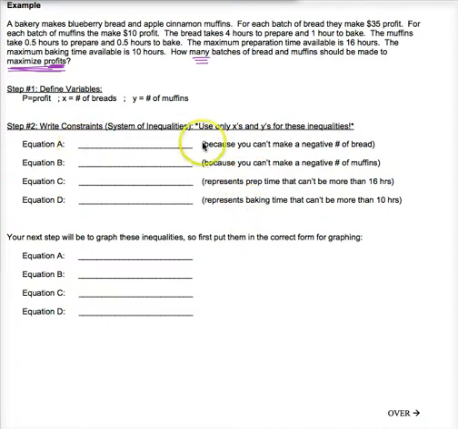First constraint. It says we want to write something that indicates that we can't make a negative number of bread. Well, number of bread is x. So I'm going to put x. If x can't be negative, that implies the inequality that it has to be greater than or equal to 0. So that is our first constraint, that x has to be greater than or equal to 0. Equation B, the hint says you can't make a negative number of muffins. Same idea. y has to be greater than or equal to 0 because it can't be negative. That doesn't make sense for the real life situation.